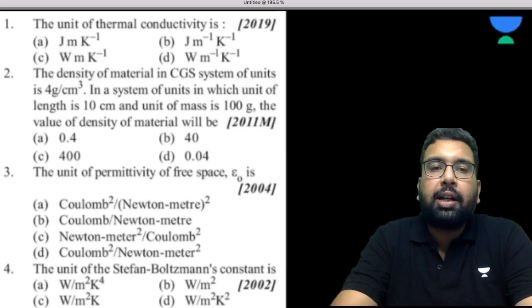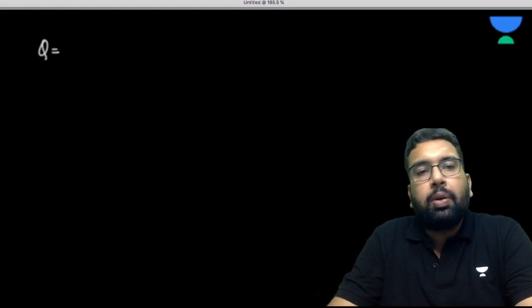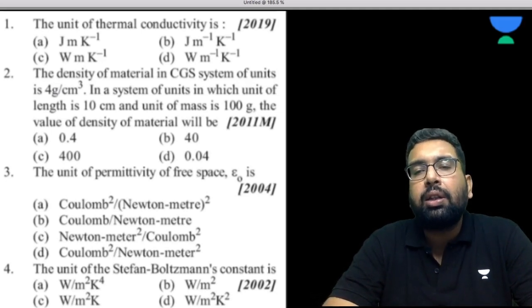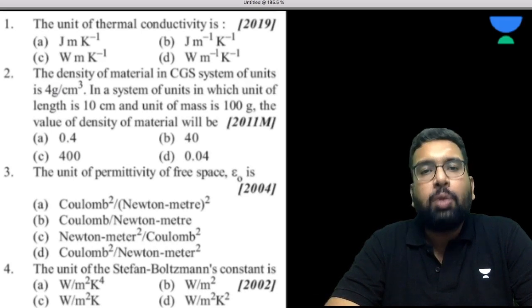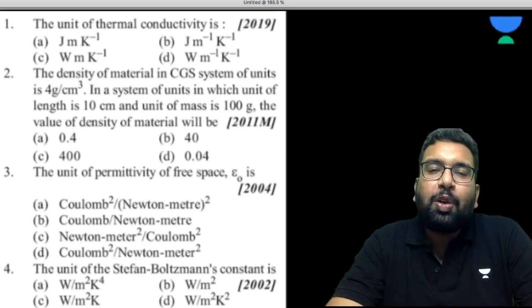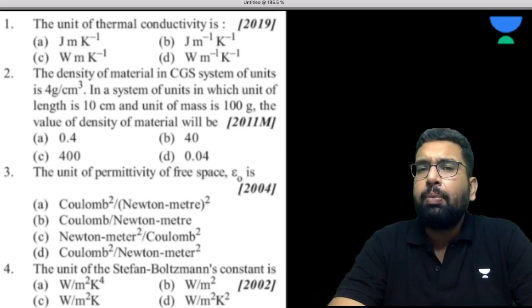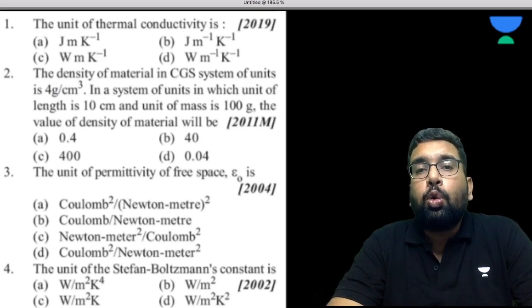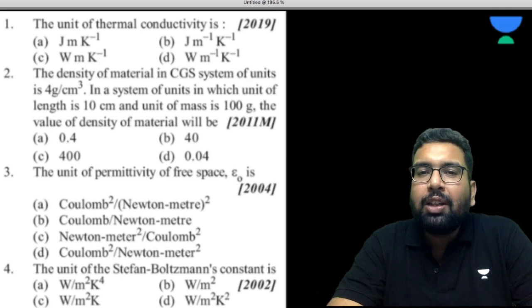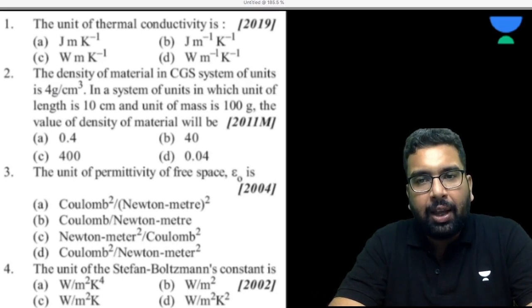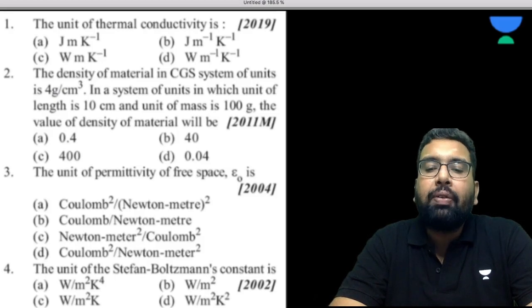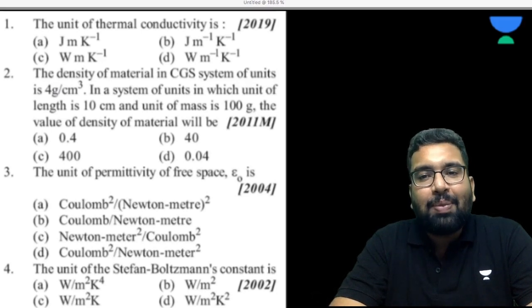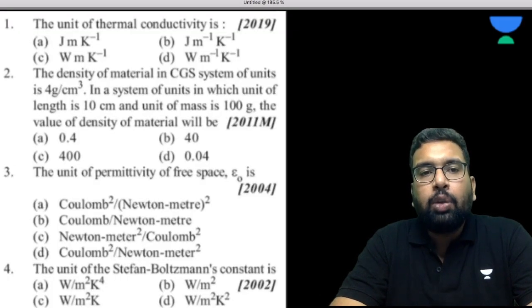The unit of thermal conductivity is... So for finding the unit of any physical quantity or constant, you require the formula for that. Okay sir, we don't know the formula for thermal conductivity. It is okay for now, because when you proceed with the next chapters, you are going to get to know all these formulas. For the time being, I am using the formula right away so that you get the process. So what is K?